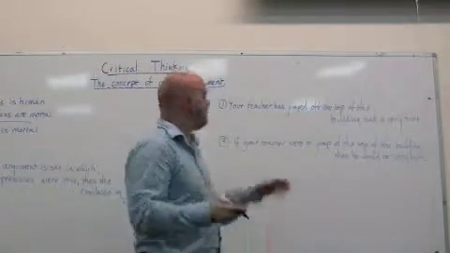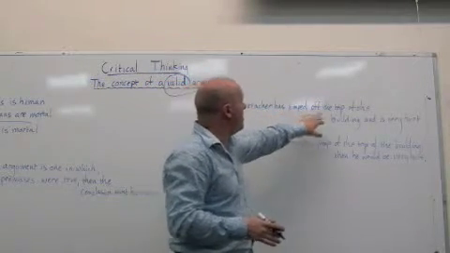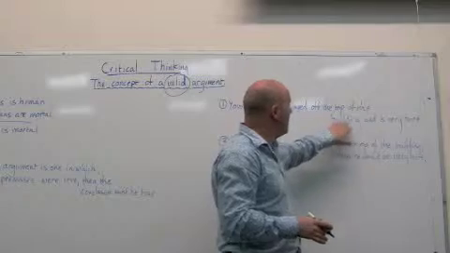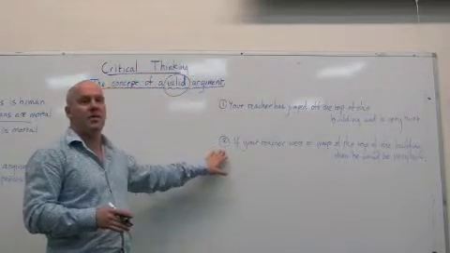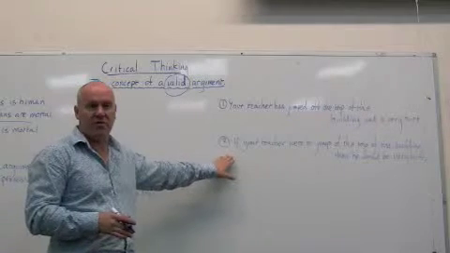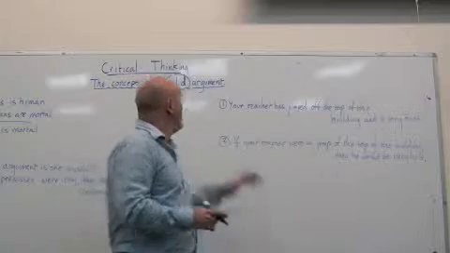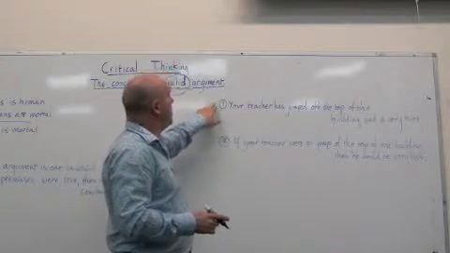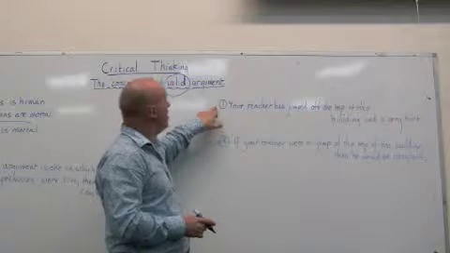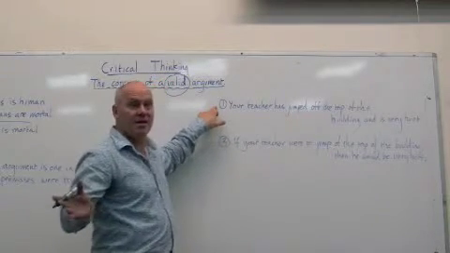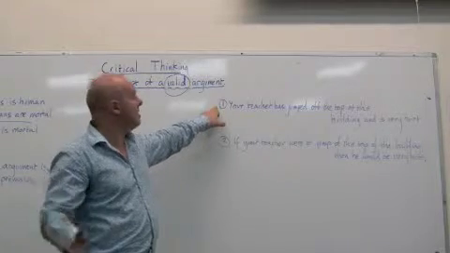I'll read them to you. Number one, your teacher has jumped off the top of the building and is very hurt. Number two, if your teacher were to jump off the top of the building, then he would be very hurt. First, let me know, is this sentence true or false? False. It seems like a fact. I'm not hurt. False. Right, it's false.